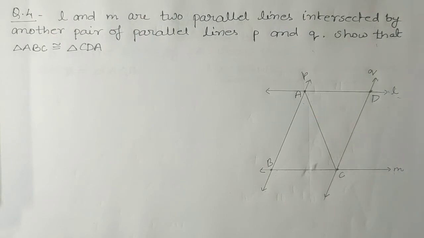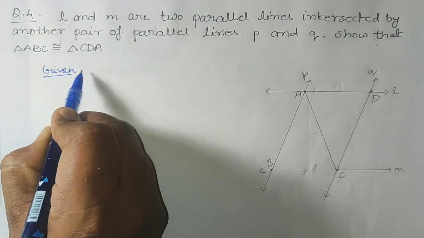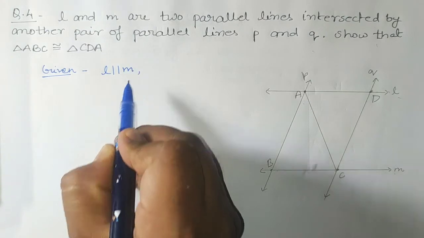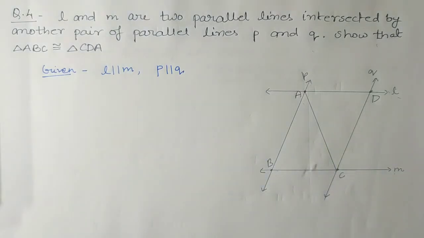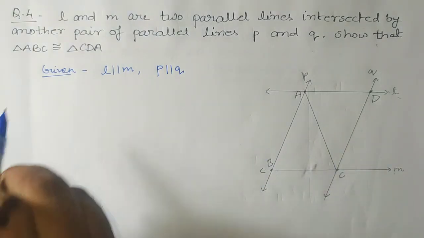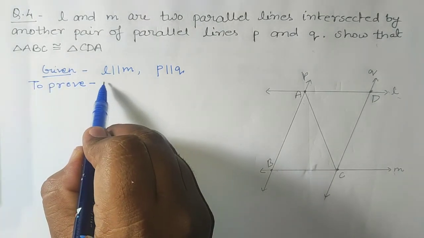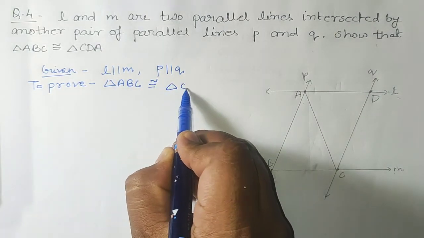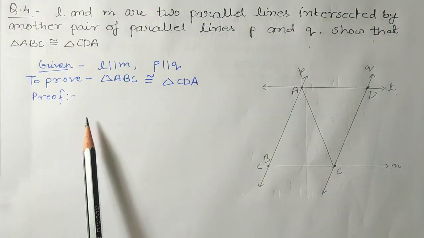How will we prove it, students? So basically the very first thing is what is given in the question. In the question it is given that line L is parallel to line M, and line P is parallel to line Q. What is to prove here? That triangle ABC is congruent to triangle CDA. So what will we write in the proof part?